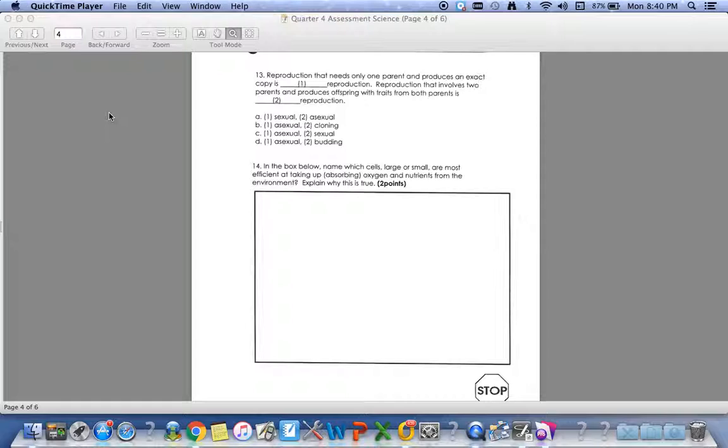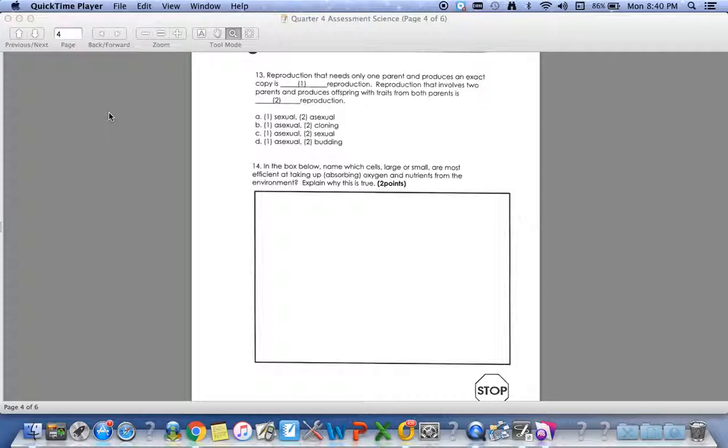Number 13. Reproduction that needs only one parent and produces an exact copy is 1. Production. Reproduction that involves two parents and produces offspring with traits from both parents is number 2, reproduction. So for A, is number 1 sexual and number 2 asexual? B, is number 1 asexual and 2 cloning? C, is 1 asexual, 2 sexual? Or is it D, 1 is asexual and 2 is budding?